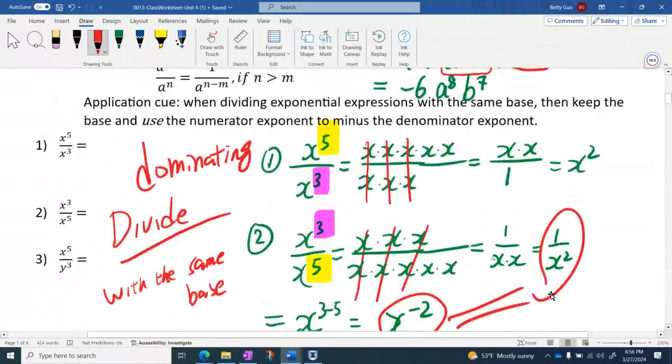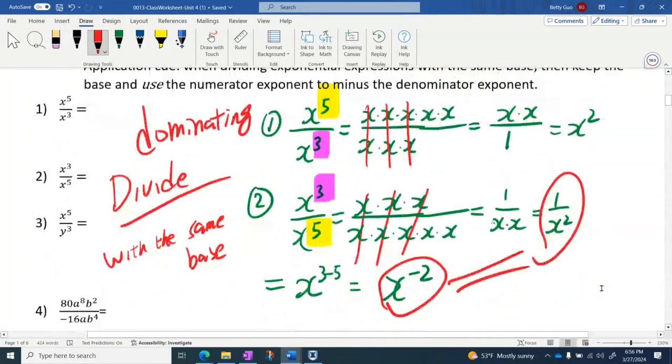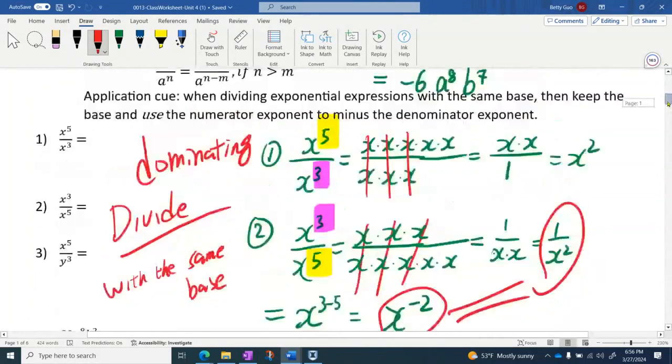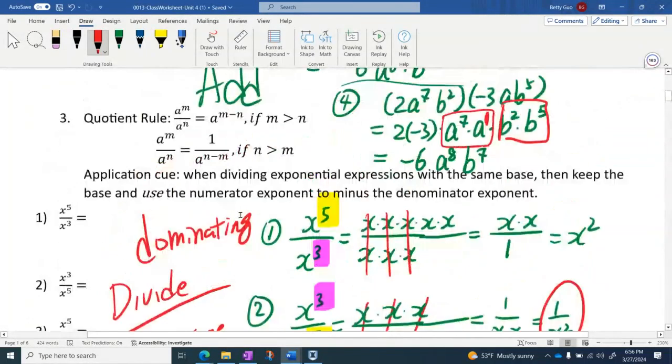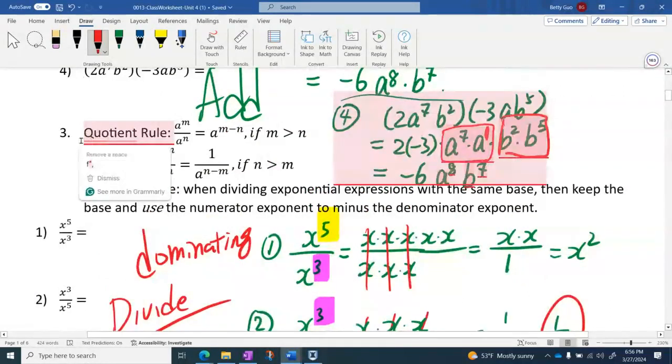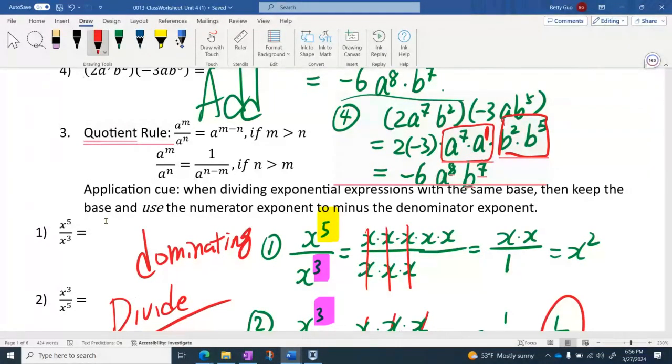All right? Let me reveal the name for this rule. The second rule we are learning is called the quotient rule. Quotient is the result of division. The name tells us when we apply the rule. When we divide. Divide what? The whole chapter is about exponential expressions. When we divide exponential expressions with the same base. And how do we apply the rule? We always use the numerator exponent minus the denominator exponent.